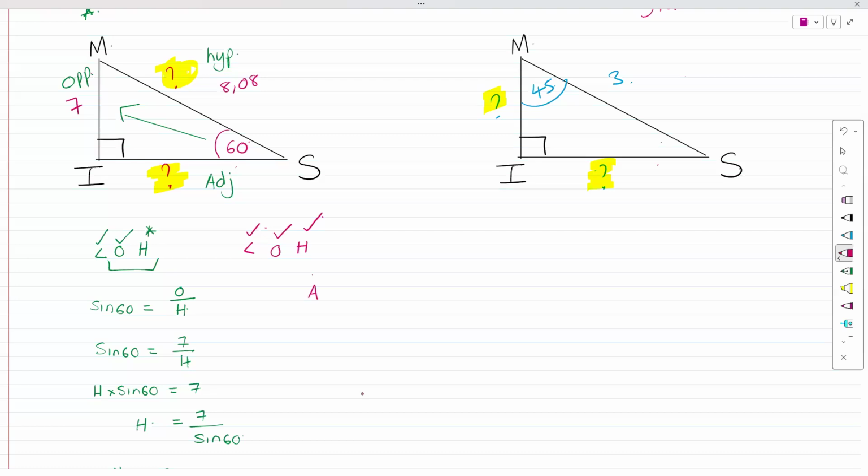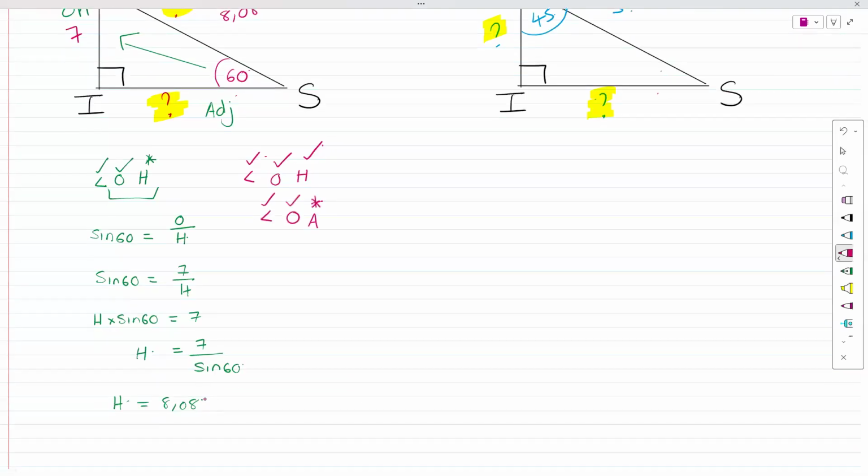So what would you like to use? Opposite and adjacent, which is tan. Okay, I'm fine with that as well. So that's okay for now. So tan of 60 is equal to the opposite over adjacent. And then tan of 60 is equal to 7 over adjacent. Do we understand? Yes.